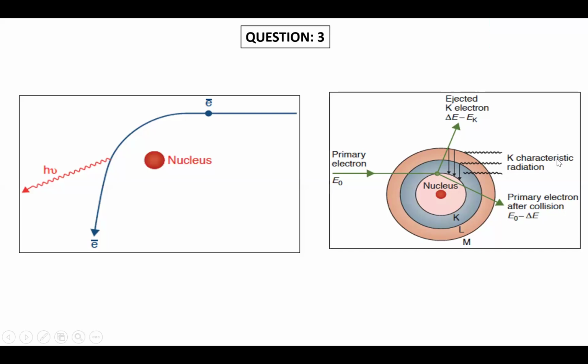Why do we call them characteristic X-rays? Because the energy difference between the K shell and L shell, or the K shell and M shell, is specific for that target material. That's why the energy of the characteristic X-ray depends upon your target material. You change anything like potential or tube current, and this characteristic X-ray energy will not change unless you change the target material.